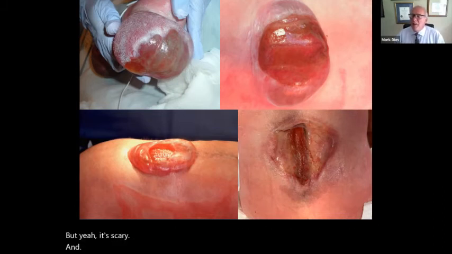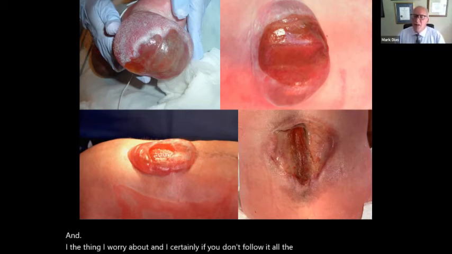The thing I worry about, if you don't follow it all the way and take all of it out, is obviously a dermoid or epidermoid.